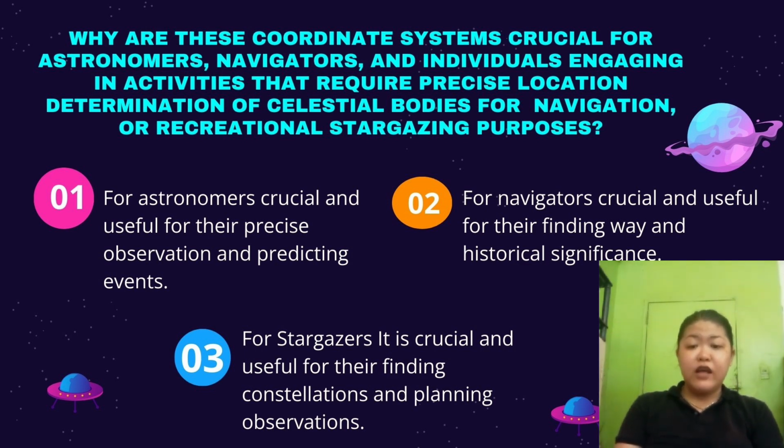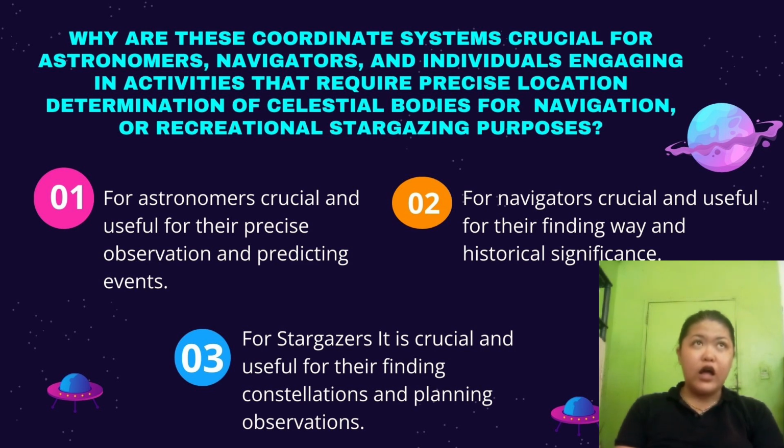For example, sa astronomers, for them is the precise observation. Astronomers need to know the exact location of celestial objects to study their properties, track their movements, and understand their interaction. Altitude and azimuth allow them to pinpoint objects in the sky with accuracy, enabling detailed observation and analysis.